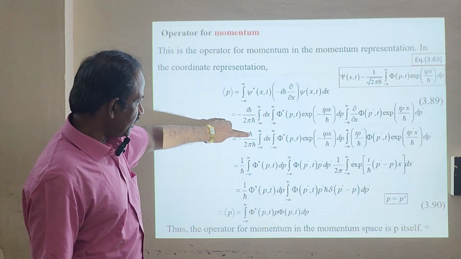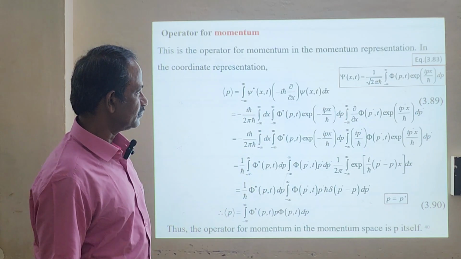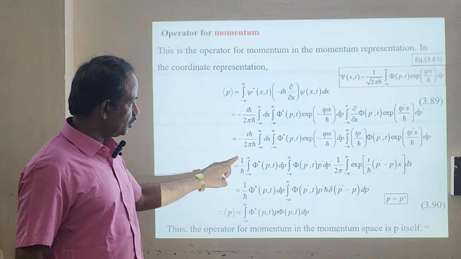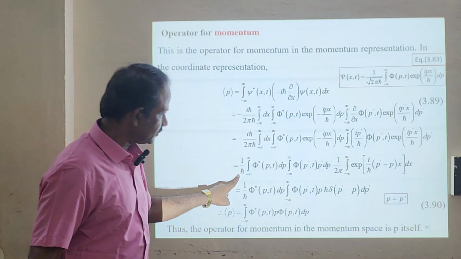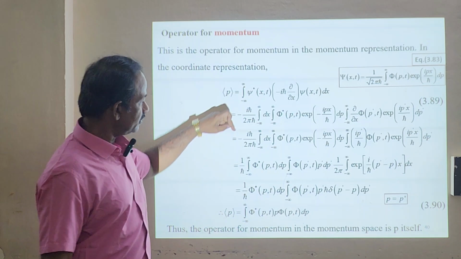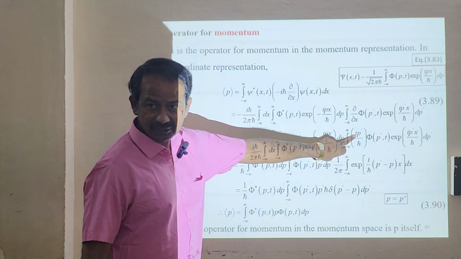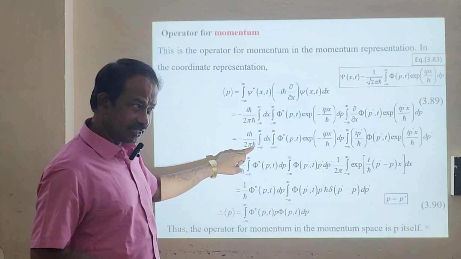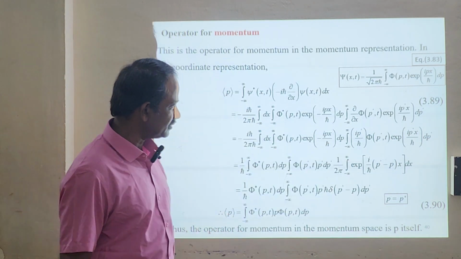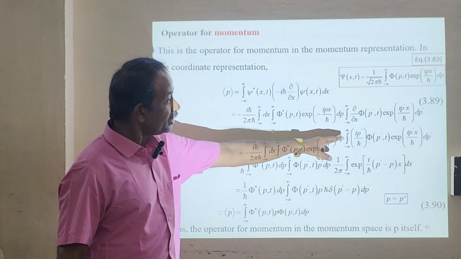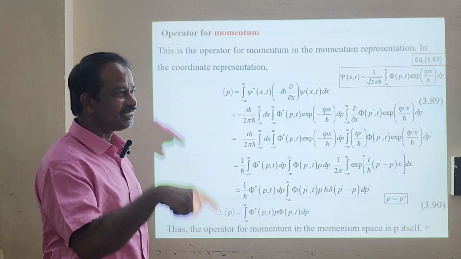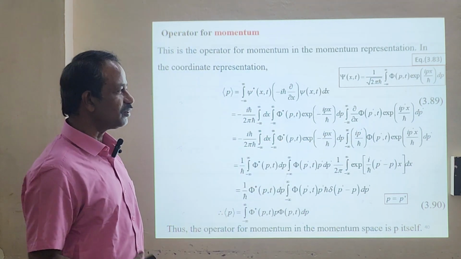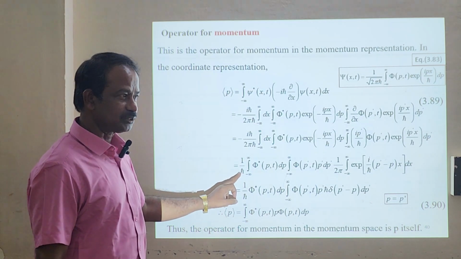Now, this i h cross will get cancelled. This is i into i, which is i squared equals minus 1, so minus into minus gives plus. So you have 1 by h cross. I repeat, i into i squared is minus 1, so minus and minus is plus, and h cross will get cancelled. You have 1 by h bar here, so I can pull it out. p you cannot pull out, because we have to integrate with respect to dp, so only h bar alone can be taken. So I have taken 1 by h bar, is it clear?